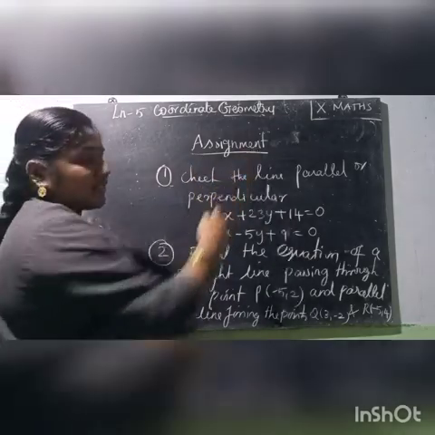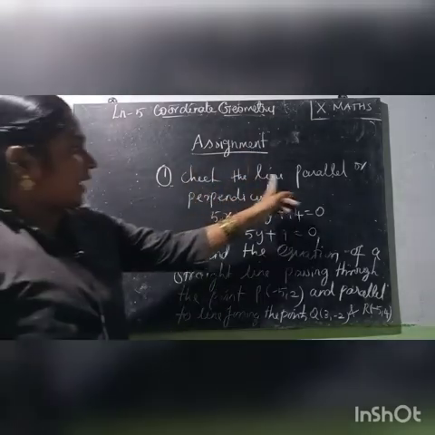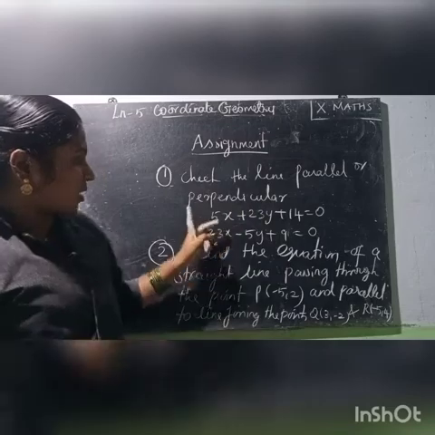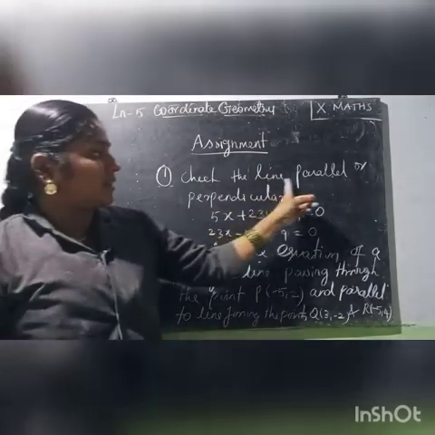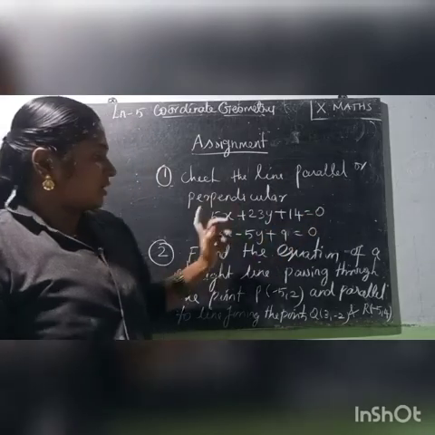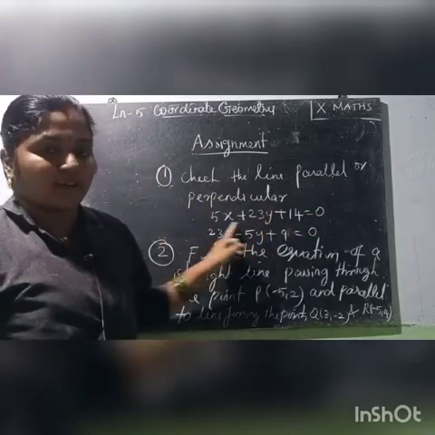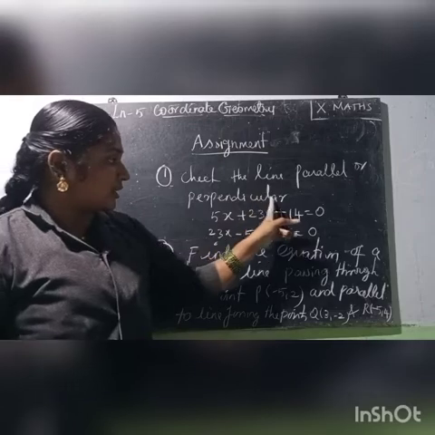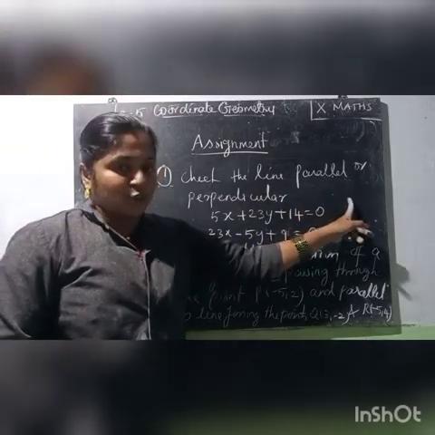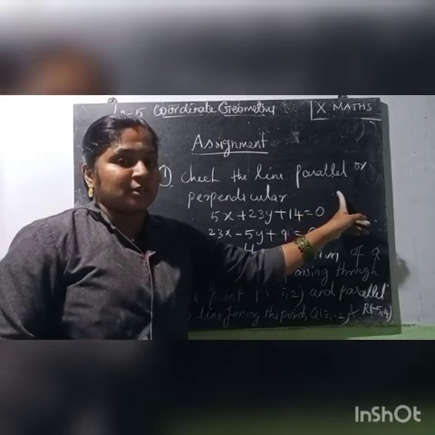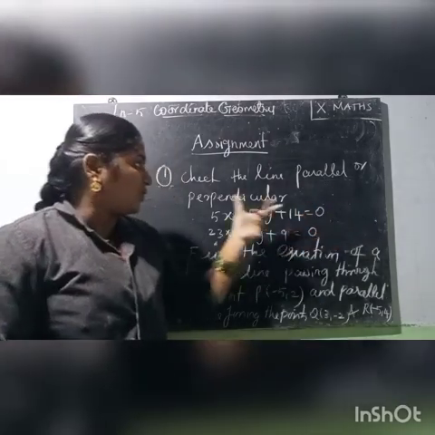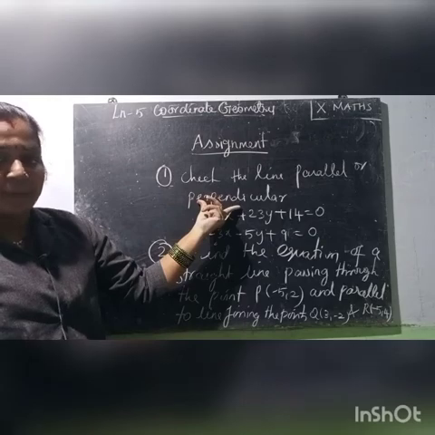Note down the assignment sum. Check whether the lines are parallel or perpendicular. So you have to find out the slope. If it is equal, you can write that the two lines are parallel. Otherwise, you have to check whether perpendicular or not. So the perpendicular condition we know is m1 into m2 equal to minus 1. So after finding the slope, you substitute in the m1 into m2 formula. If you got minus 1, you can write that the two lines are perpendicular.